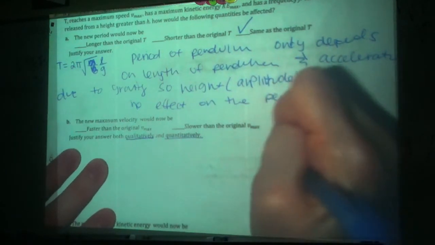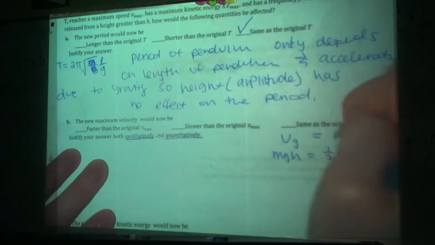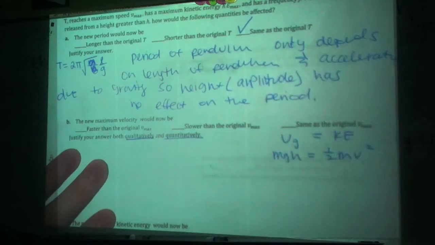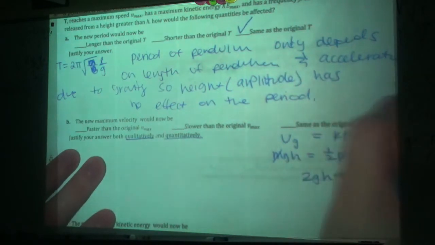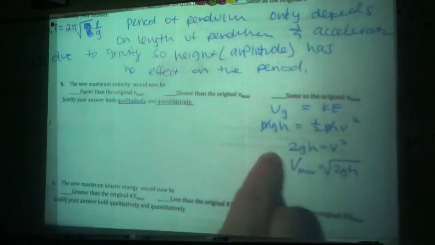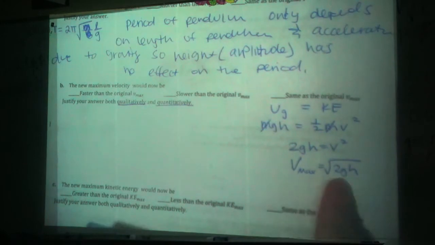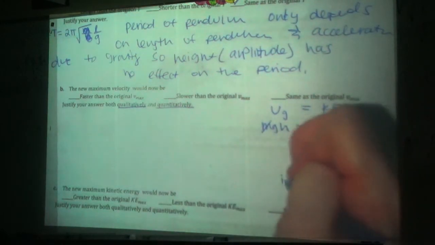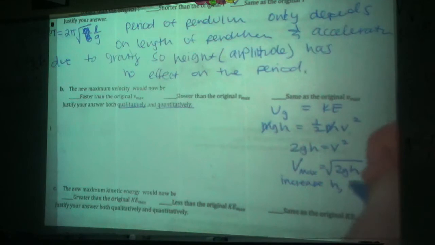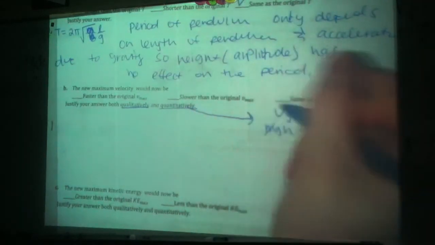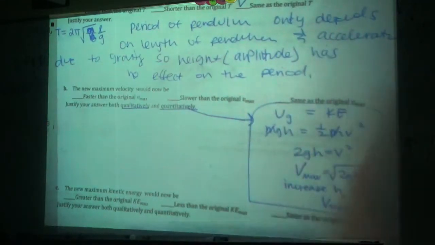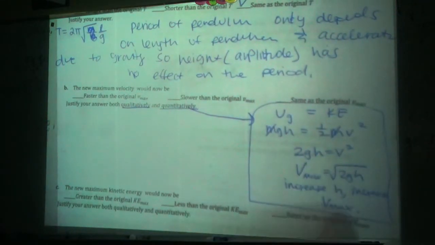So this is mgh, and this would be 1/2 mv squared, not 1/2 kx squared. Then you'll notice that my m's cancel out here. I would multiply the 2 up, so 2gh equals v squared. So the maximum velocity is going to be the square root of 2gh. So the quantitative explanation is really easy. If Vmax is the square root of 2gh and you increase h, you increase the Vmax. So there's my quantitative explanation. You use the equation and say, okay, bigger h, bigger Vmax.